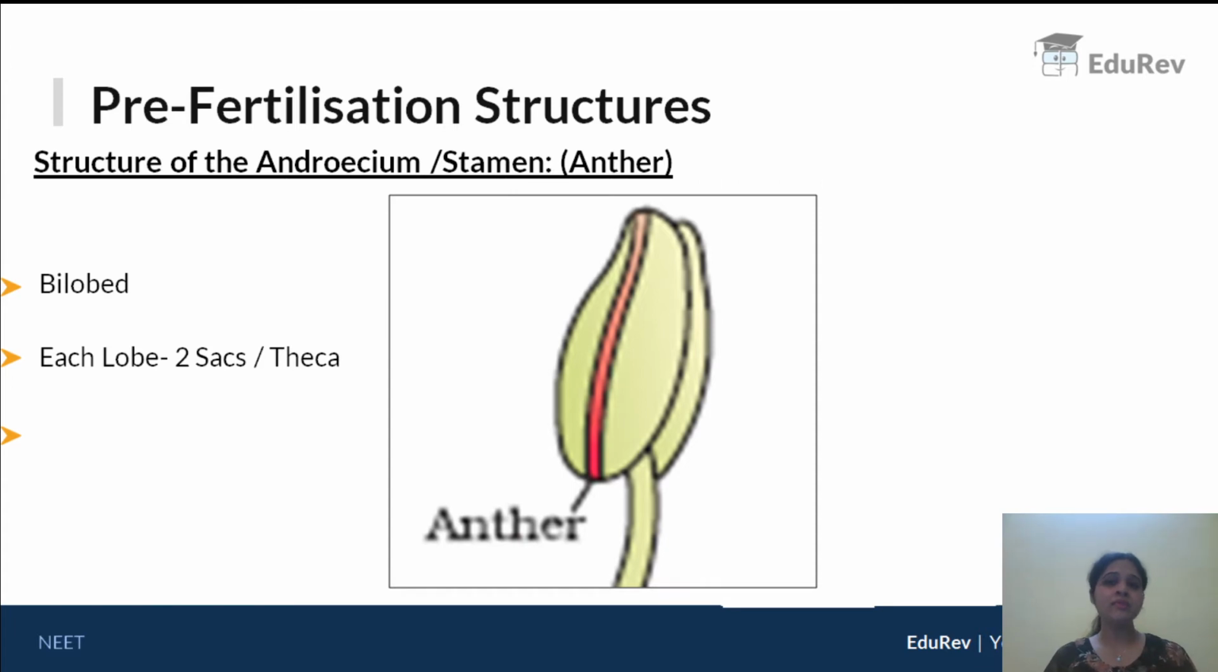Now the technical term for sac used here is theca. The word theca actually means a casing, so a sac in other words. So if a typical anther is bilobed and if every lobe contains two sacs within it, I can definitely say that a typical angiosperm anther is tetrathecous. You have the presence of four theca within it. This term tetrathecous and bilobed is very, very essential for your NEET exam. So you should be able to know this.